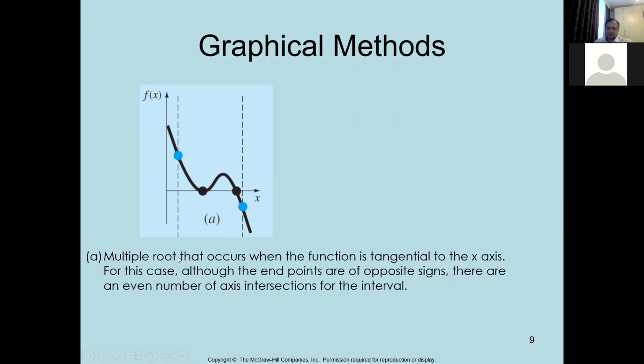So these are called multiple roots, which occur when the function is tangential to the x-axis. For this case, although the endpoints are of opposite sign, there are an even number of axis intersections for the interval.